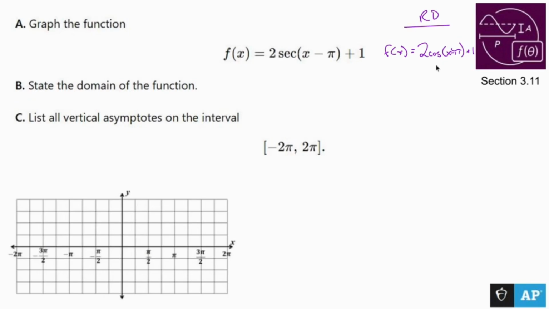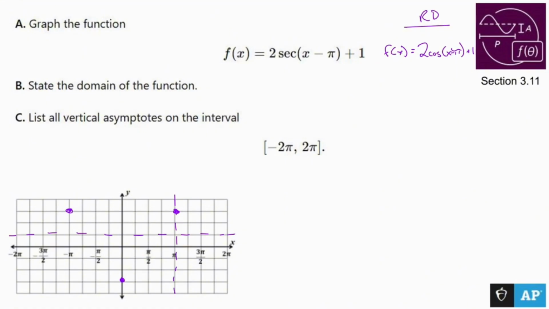So lots going on. The period is still 2 pi, but I'm going to shift it to the right pi, so it's going to shift over there. I'm going to have a midline of plus 1, so that's right here. It's a cosine with an amplitude of 2. So it's going to start up here and then still have a regular period of 2 pi, which means it's going to completely repeat all the way over here at negative pi, which means it's going to bottom out down here at 0.